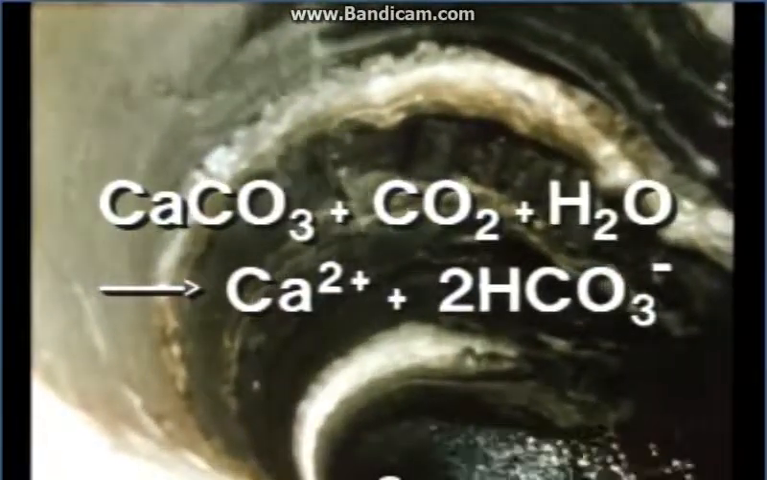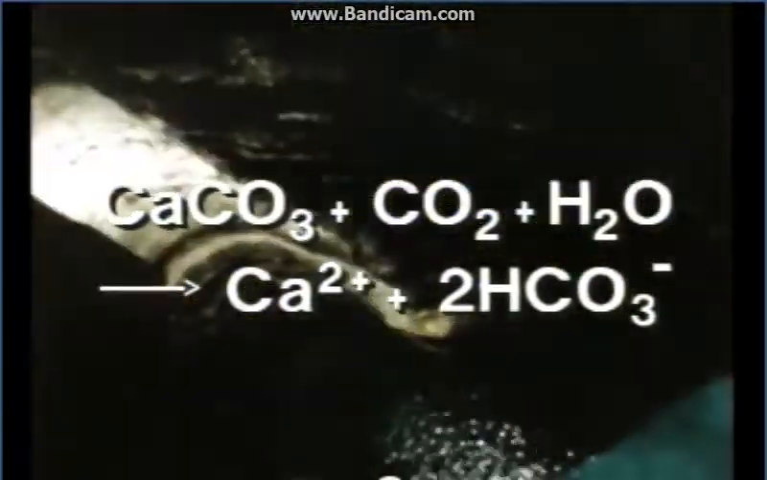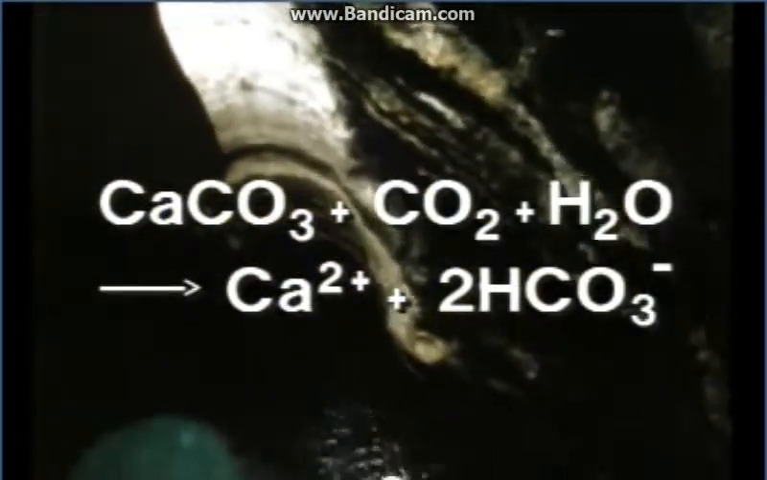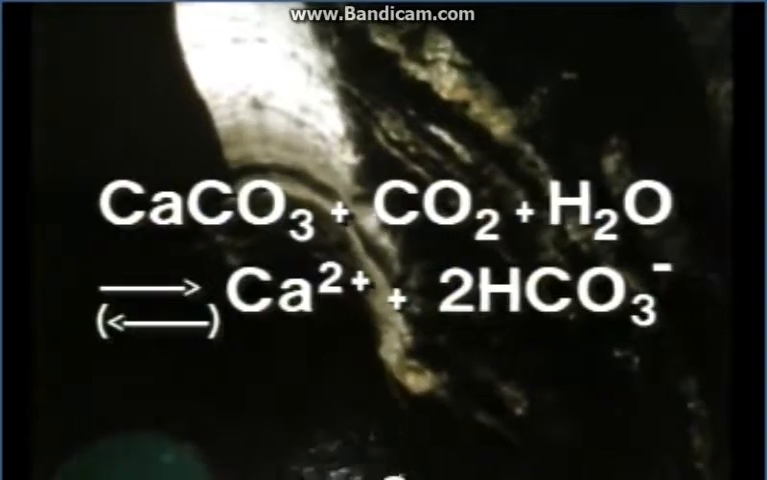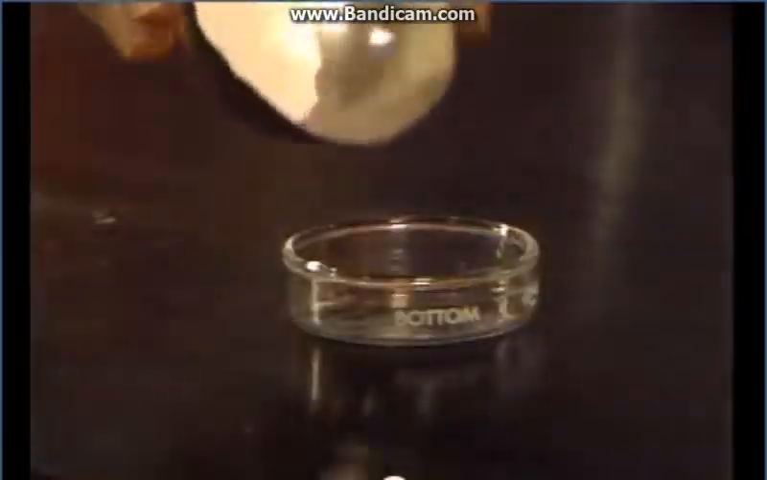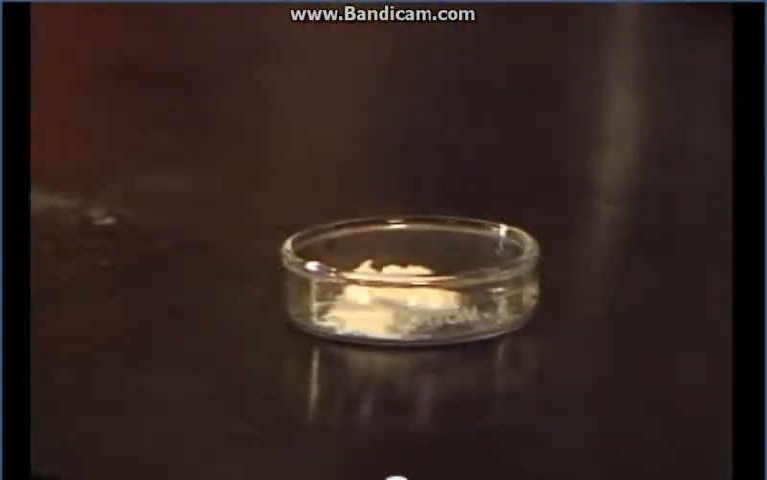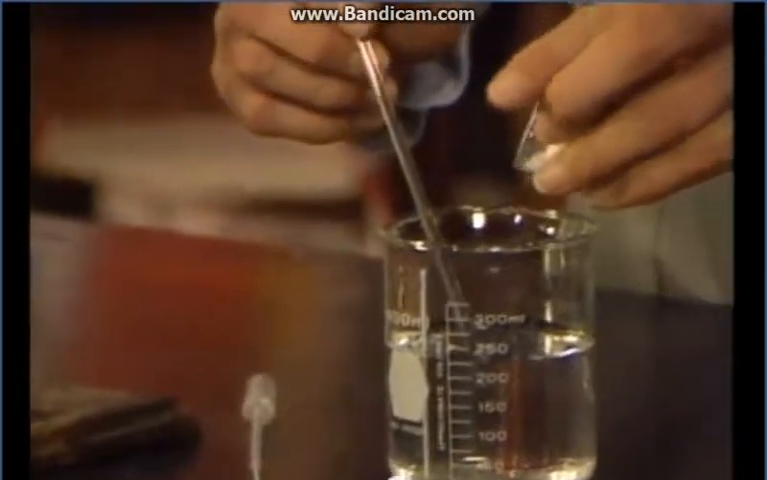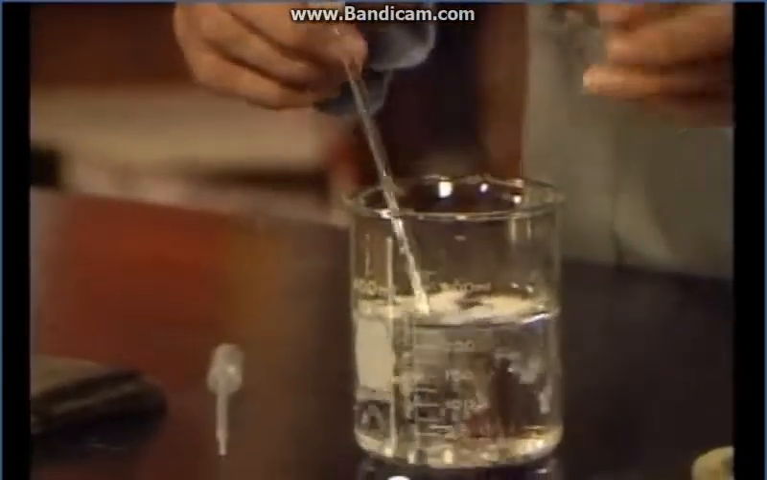In this reaction, an equilibrium is reached. Calcium carbonate and bicarbonate exist together in the solution. It's a reversible reaction, which we can duplicate in the lab. What if I took some of this calcium oxide, calcium carbonate, minus the carbon dioxide, and put it into this distilled water, just plain water?